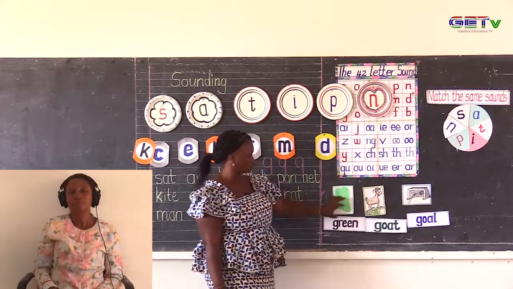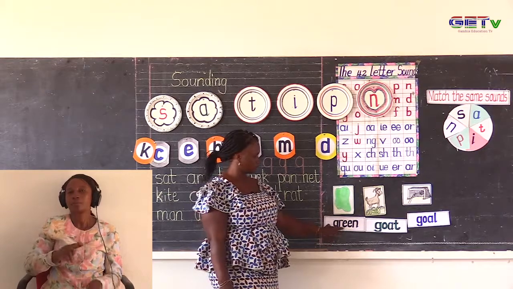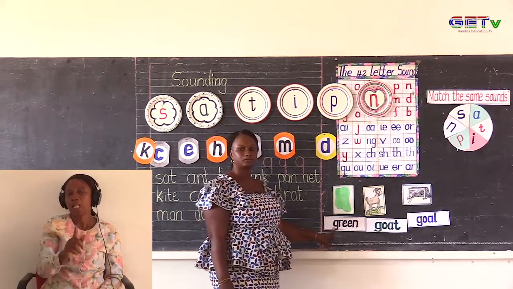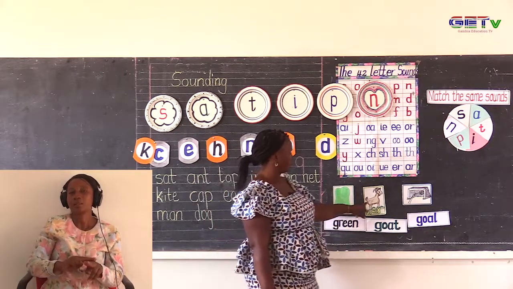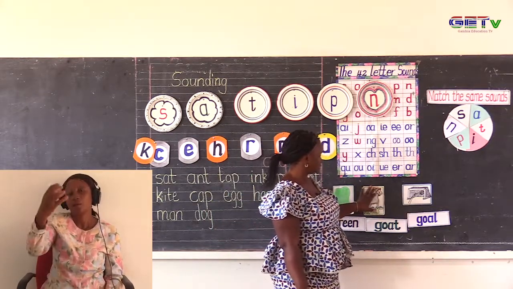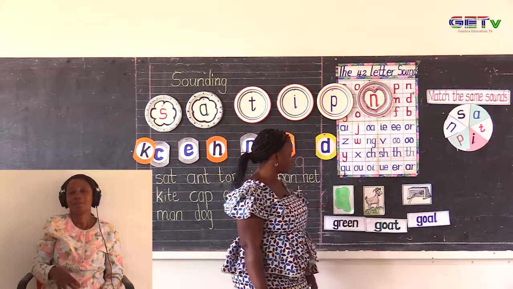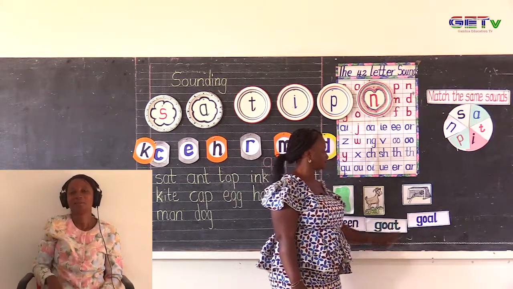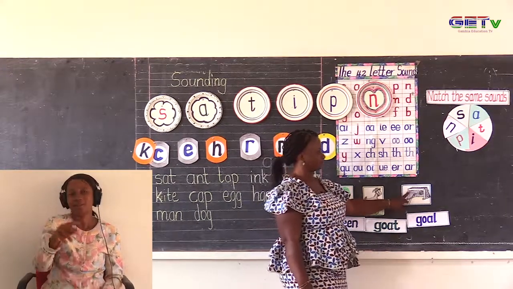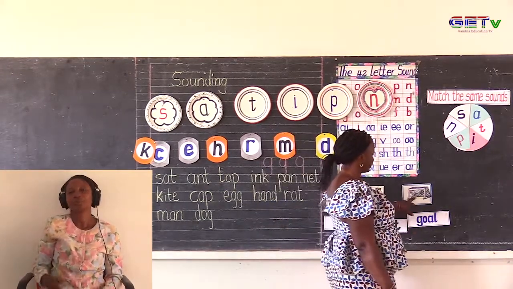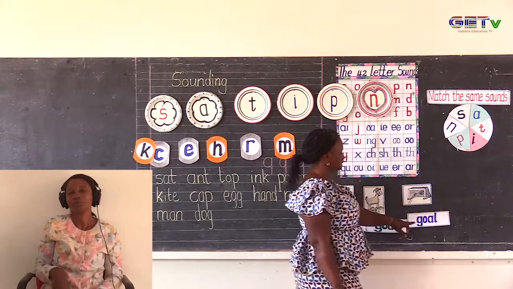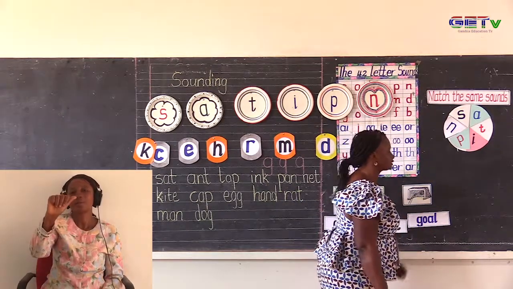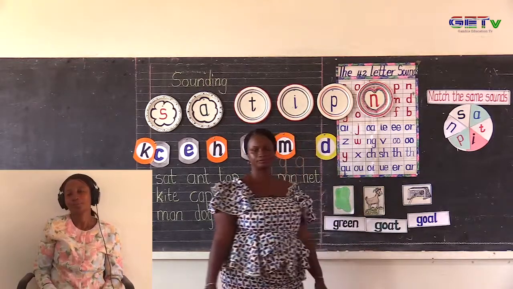We have what color here? Green color. And then we said the initial sound here is G. Green. Here we have a goat. And we said the initial sound of the goat is G. That is goat. Here we have a football net. And we said goal. The initial sound of goal, we have it here. And the word is goal.